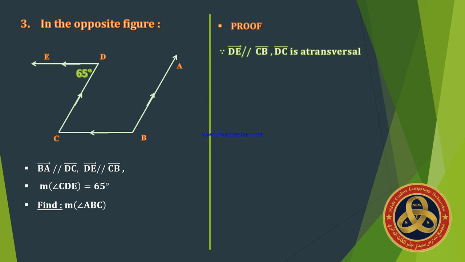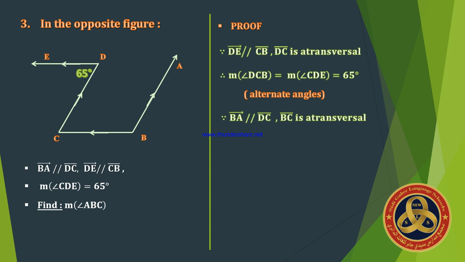By proof, I will start with the parallelism between DE and CB. Since ray DE is parallel to line segment CB and DC is a transversal, therefore the measure of angle DCB equals the measure of angle CDE, which equals 65 degrees, and they are alternate angles.